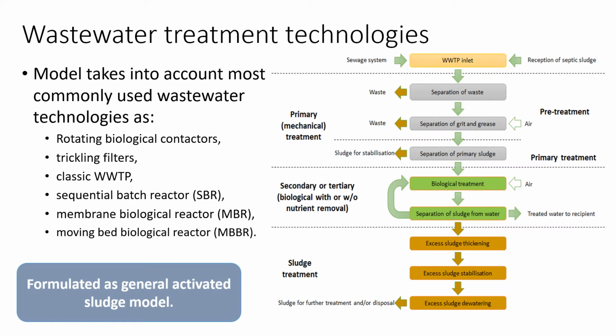The treatment model is based on most commonly used wastewater technologies. That are technologies such as sequential batch reactor, classic wastewater treatment plant, trickling filters, and so on, which are all using activated sludge to achieve the required level of treatment. The biological processes are only dependent on the concentration in a reactor at the place where the conversion takes place. This part of a process model is therefore universal and can be formulated as a general activated sludge model. An increase in treatment complexity would not increase the quality of the developed model.